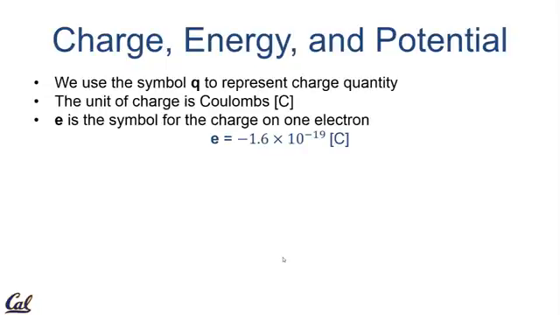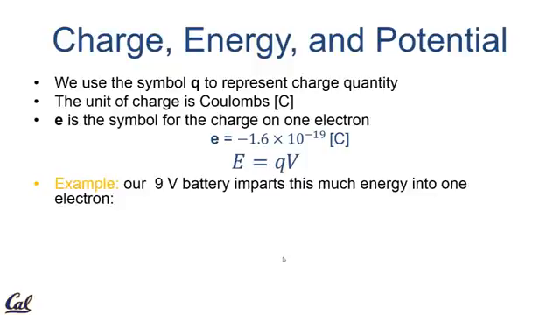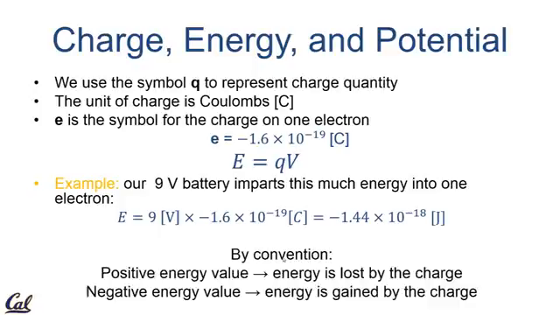So I have a 9-volt battery, and I have a single electron. I would multiply 9 volts by 1.6 times 10 to the minus 19 coulombs. That would tell me how much energy I'd have to put in to charge up that electron by that much. It's kind of like asking how much energy it takes to move 1 liter of water up a meter or something like that. That's kind of the same idea. Of course, the formulas are different.